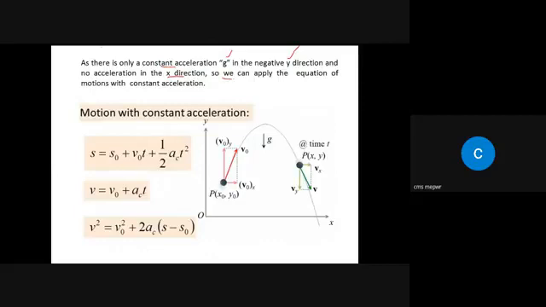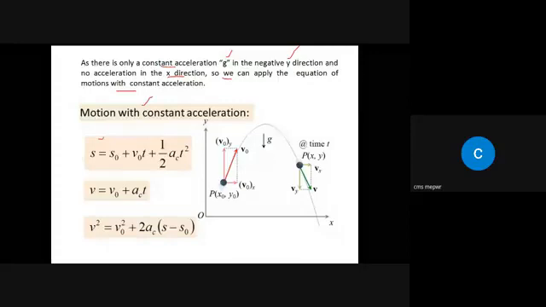So we can apply the equations of motion with constant acceleration, which are given over here: s is equal to s naught plus v naught t plus half a t squared, v is equal to v naught plus a t, and v squared is equal to v naught squared plus 2a into displacement. So we can use these equations. Remember that in projectile motion, we have motion in the x as well as in the y direction, simultaneously.